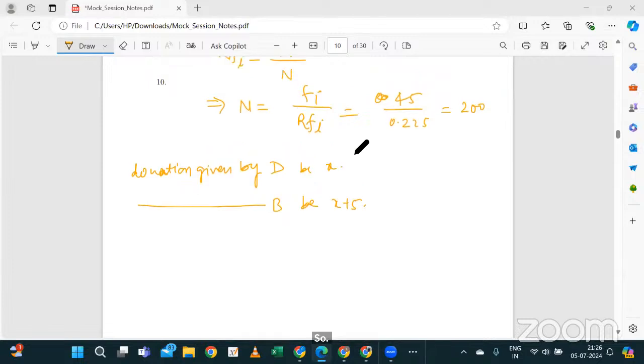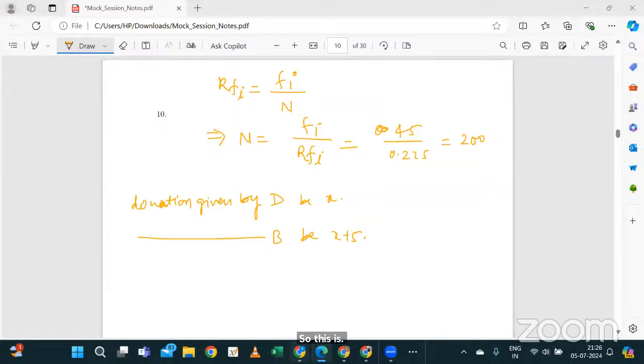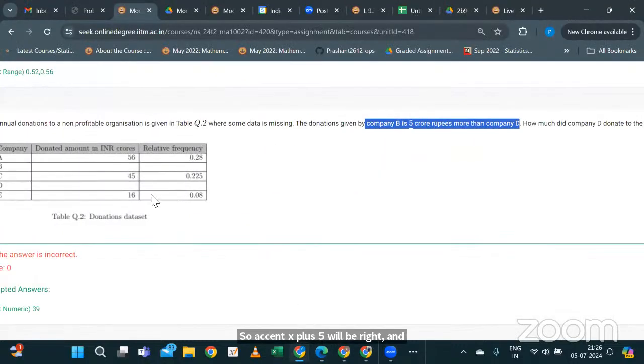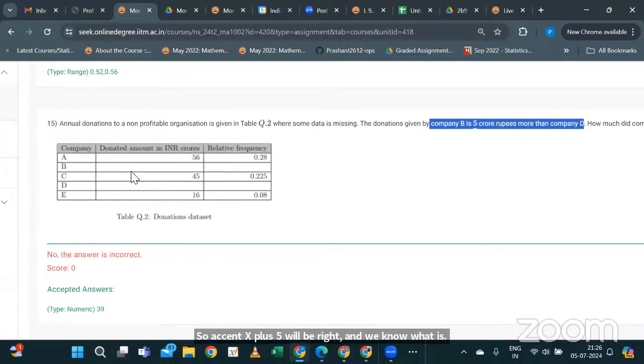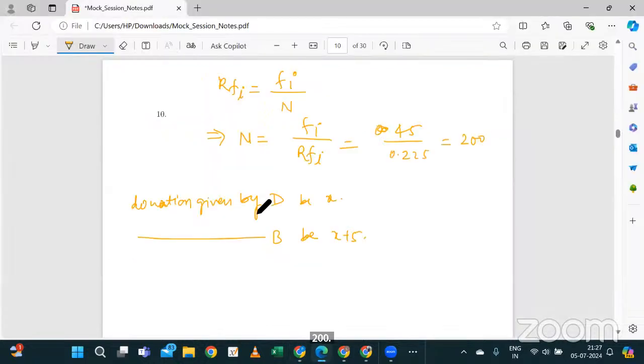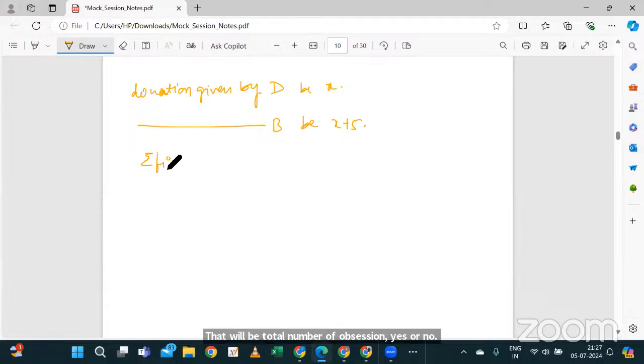So X and X plus 5 will be right. And we know the total is 200. For this second column, what will be the observation? We will have 56 plus X plus 45 plus X plus 5 plus 16. This would be equal to 200. Would you agree with me? Yes, sir. That will be the total number of observations. So the summation of all the frequencies equals the total number of observations: 56 plus X, then 45, X plus 5, plus 16, equal to 200.